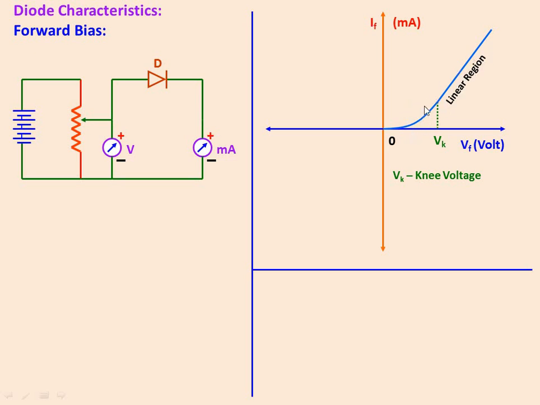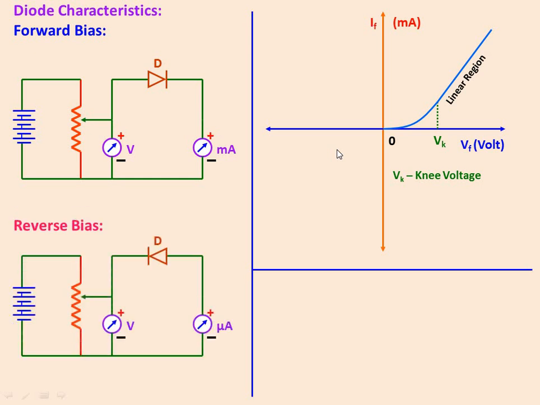And this forward current is due to majority charge carriers in a PN junction diode. So there is a proper increment. Are we clear with this? Right. Now let's look at the reverse bias.